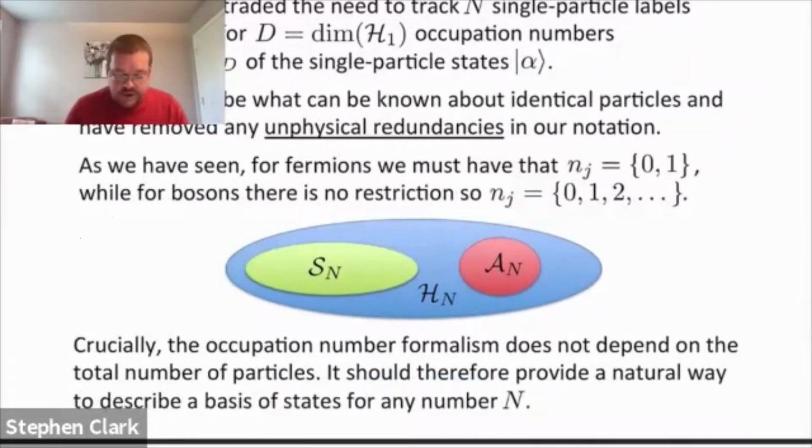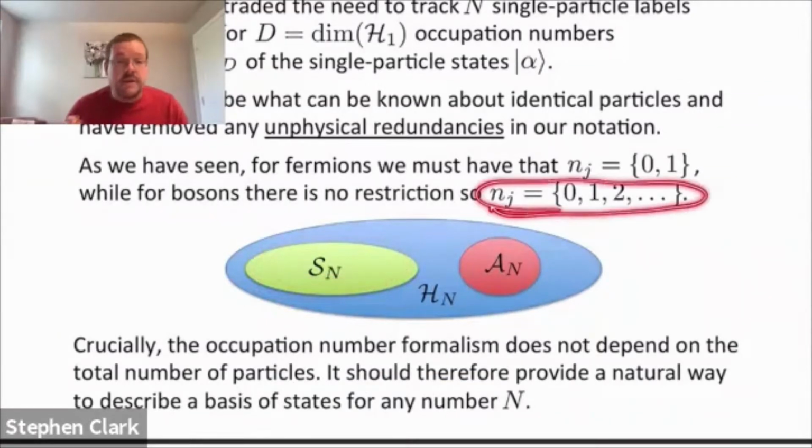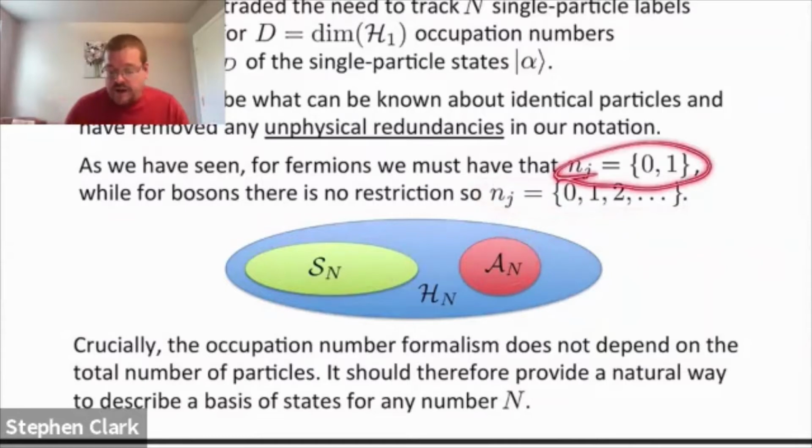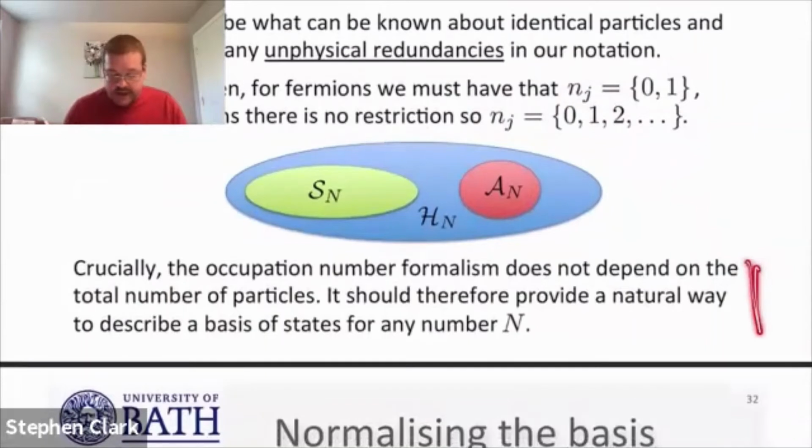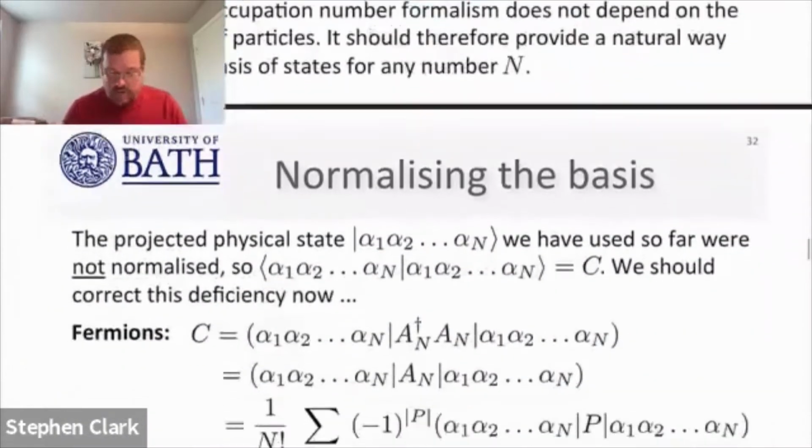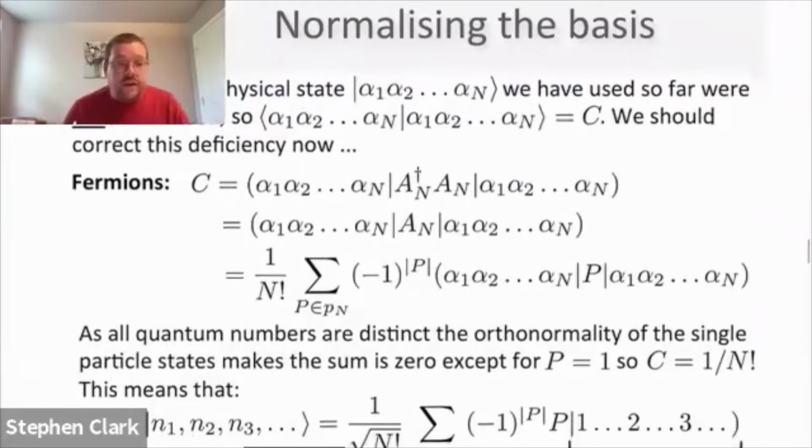So what we've got is an occupation representation of the symmetric subspace. The occupation numbers can be anything. And in the antisymmetric subspace, we know that the occupation numbers can only be 0 and 1. That's the Pauli exclusion principle. And as I said, our basis doesn't depend explicitly on the number of particles we have in a system.